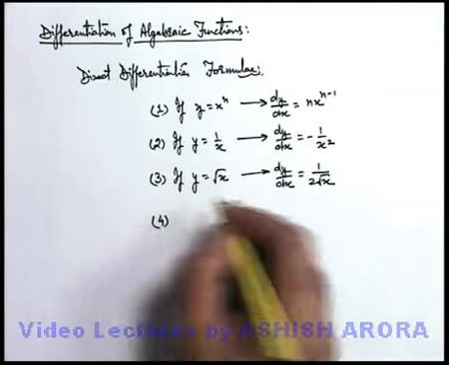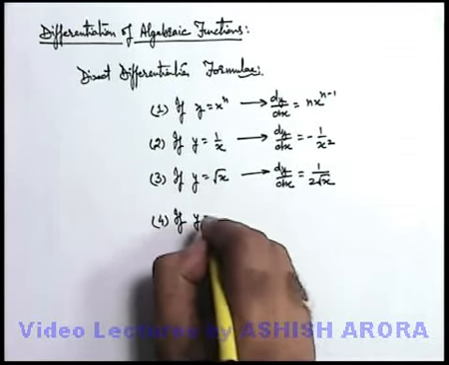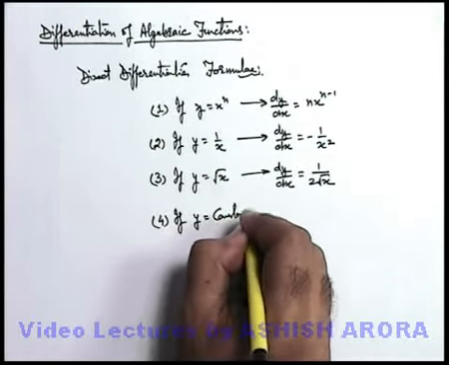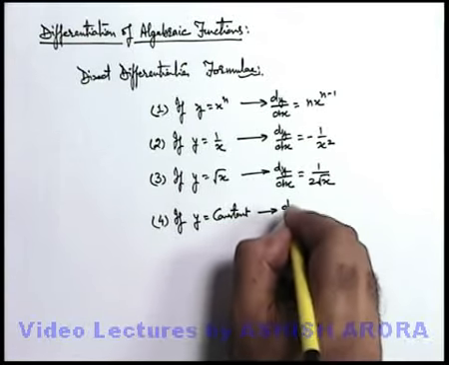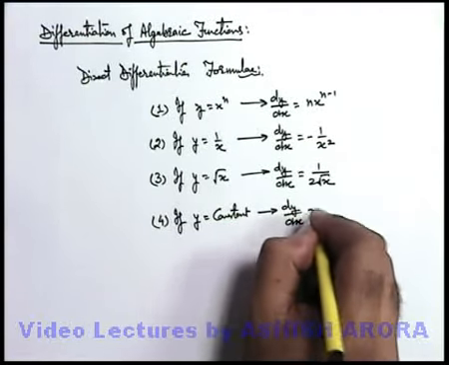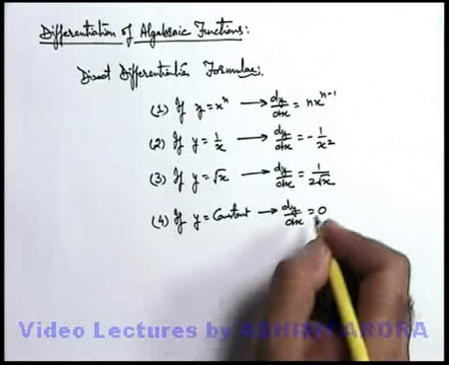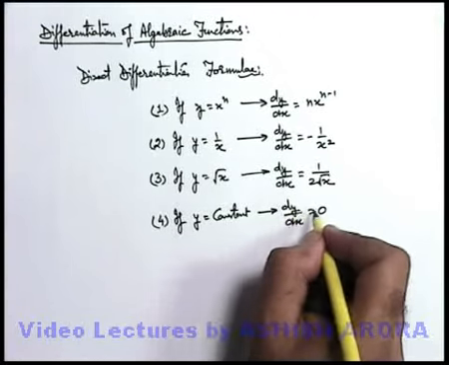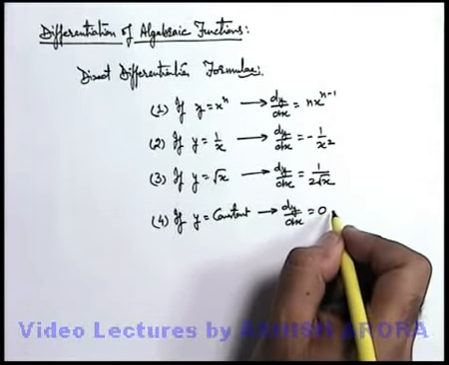The fourth one, quite a simple one. If you are given y is equals to a constant, any constant, we can directly state the value of dy by dx is equals to 0. Because if y is a constant, it will never change, so differential change in y is always 0.